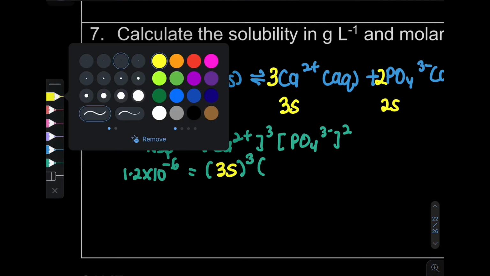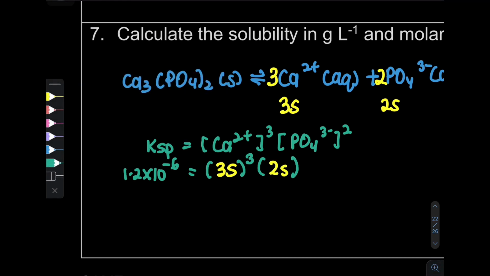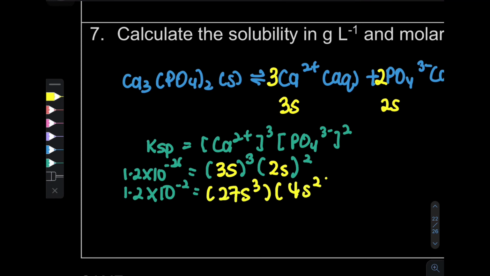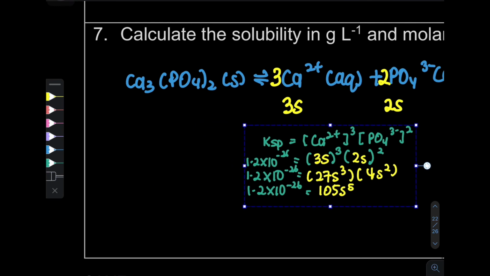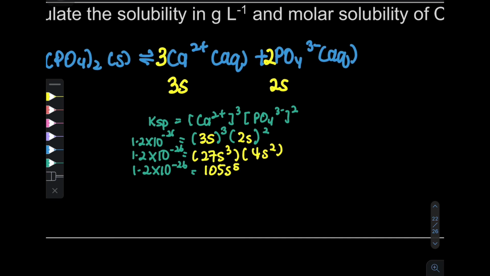Okay, so Ca2 plus dia punya concentration adalah 3S. Lepas tu kita kena cubekan dia. The same goes for PO4 3 minus, kuasa 2. So I'm just gonna expand dulu one by one. Lepas tu multiplykan both. Dan I get 108 S to the power of 5. Okay, so yang ini Miss buat one by one. So what is, so S5 is equal to what? Hence I will get my S.